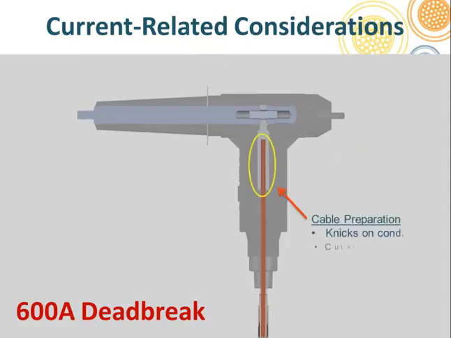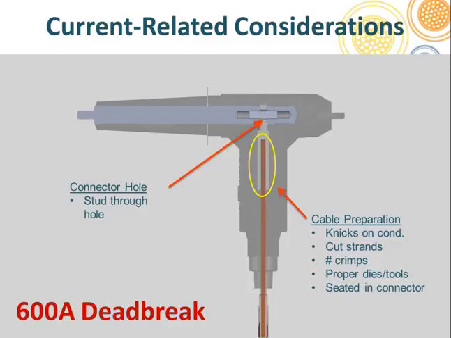Areas that we have to be concerned about: cable preparation again. Exactly the same issues that we looked at on the 200 amp line. Obviously, a nick on a 61 strand conductor isn't as critical, but we want to make sure we don't do that.